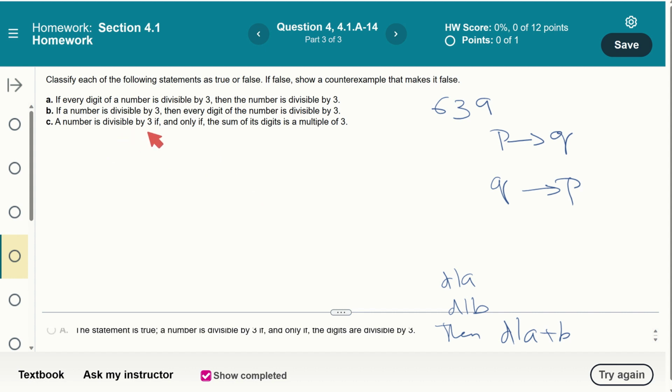A number is divisible by 3 if and only if the sum of the digits is a multiple of 3. Well, I think that's a pretty simple part, so I'm going to leave that for you. And I'm not even going to tell you it's true or false, but I'm just going to say, think about it. It's very simple to answer. Just think of what it means to be divisible by 3, and it should pop at you.